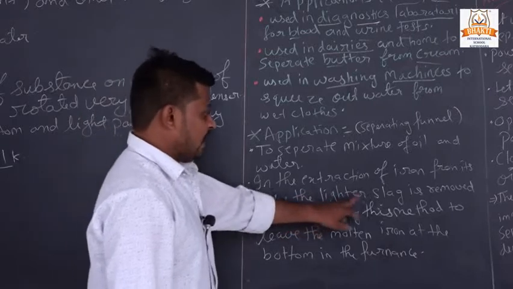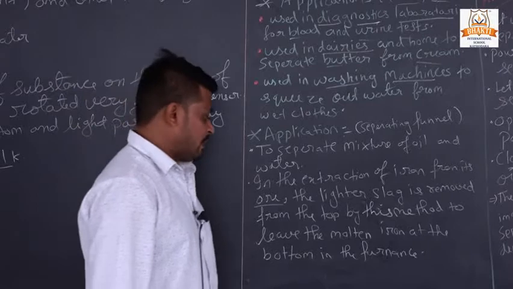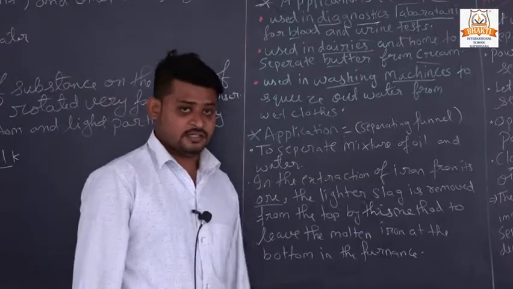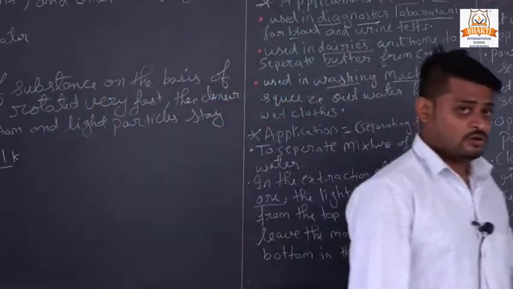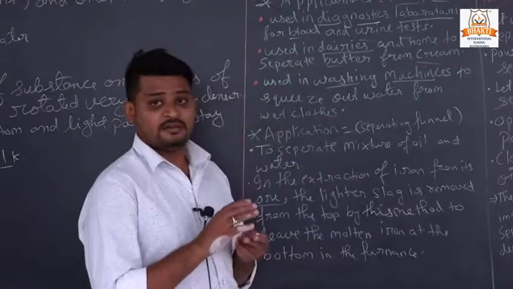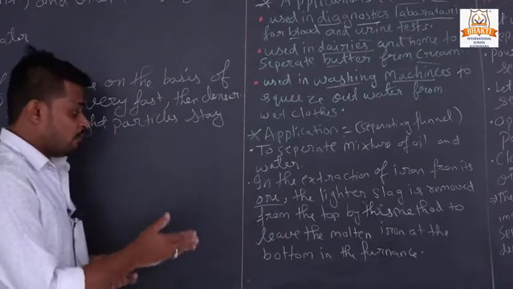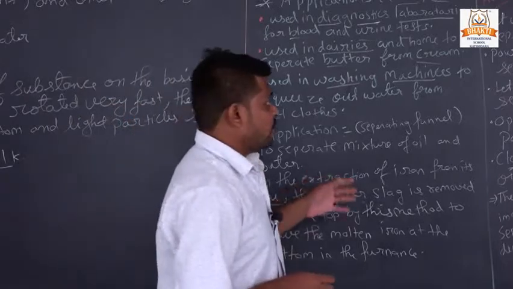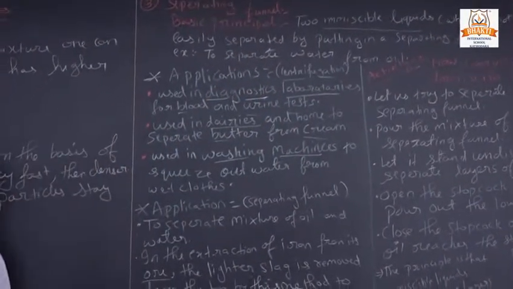What happens, the lighter slag is removed from the top to leave the molten iron at the bottom in the furnace. Means in this method iron is extracted from its ore. In that, some impurities in the form of slag are removed, that is the lighter part, and it is removed from the top of the furnace, and we get pure iron. And we are using this separating funnel method for extraction of iron.